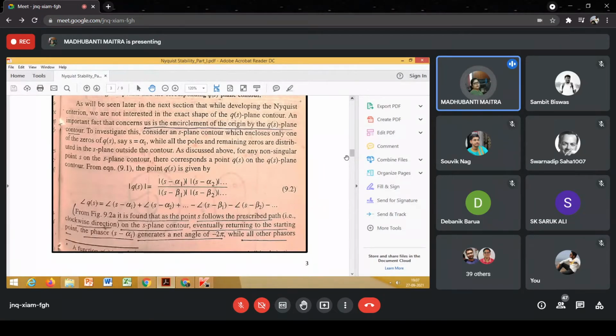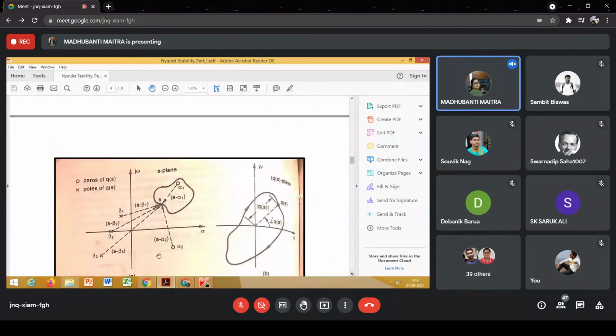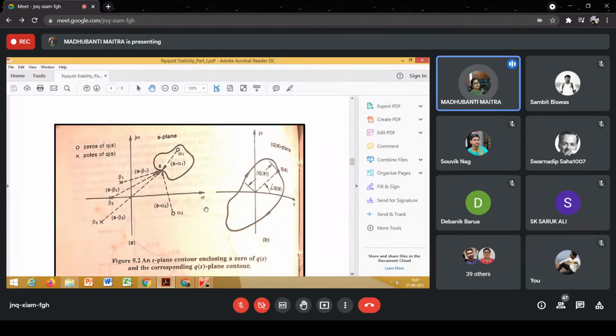Now, let us assume that we have taken a contour on the S plane. Let's consider this particular figure. Let us assume that on the S plane we have taken a closed contour for a given Q(S), and the condition is that this closed contour on the S plane does not pass through any singular point for the given Q(S). Clear?